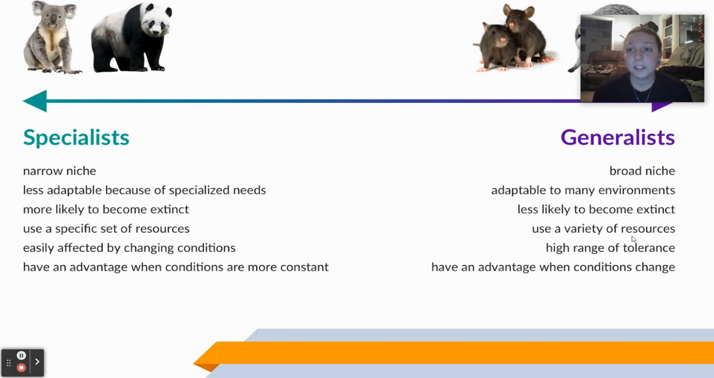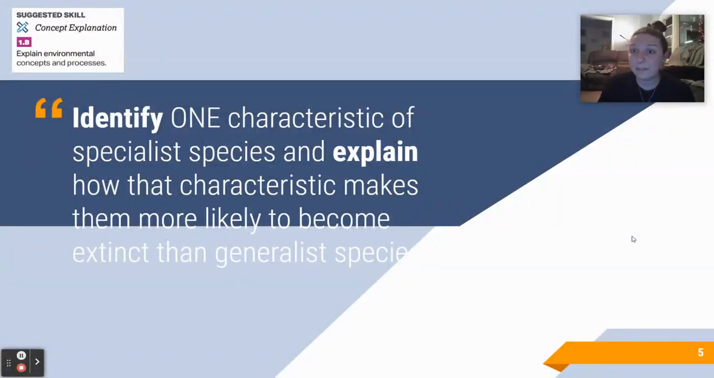And then generalists, over here we've got the rat and the raccoon, and they're essentially opposite of our specialists. They have a very broad niche, they're adaptable, they're less likely to become extinct because they can handle changing environments, they use a wide variety of resources, and they have a very high range of tolerance. So they can survive in a wide variety of, let's say, temperatures, for example. And so they have an advantage when they live in ecosystems with changing or unstable conditions. And that's all I have to say about those, okay?